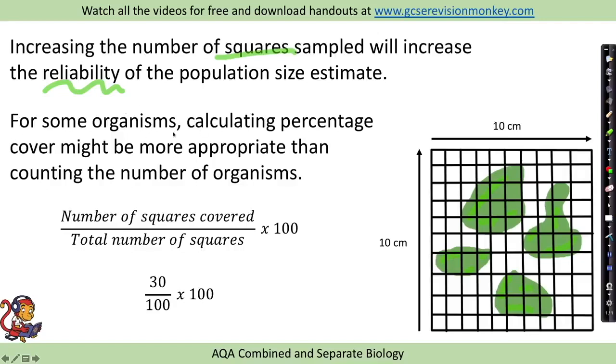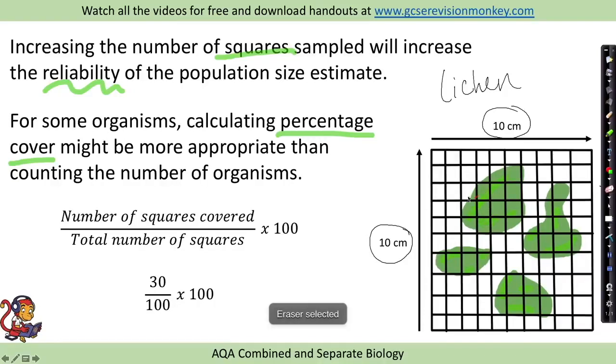Now, for some organisms, calculating percentage cover might be more appropriate than counting the number of organisms. For example, you may well have seen something like lichen growing on trees or walls. If you wanted to sample lichen, you might use a really small quadrat, so perhaps a 10 by 10 centimetre grid. In the previous example with daisies, we would look at one random square which we'd selected by our random number generator, and we calculate the number of organisms inside. However, with lichen, we can't do this because you can't see individual organisms.